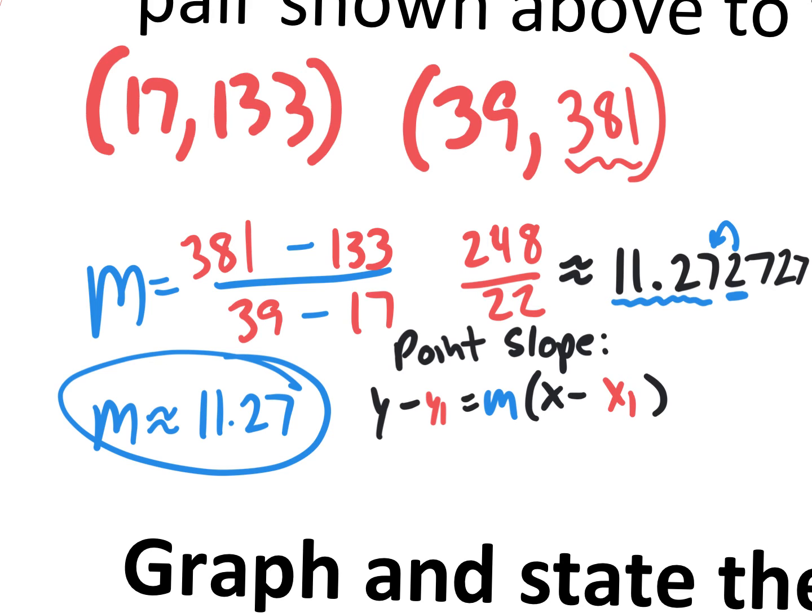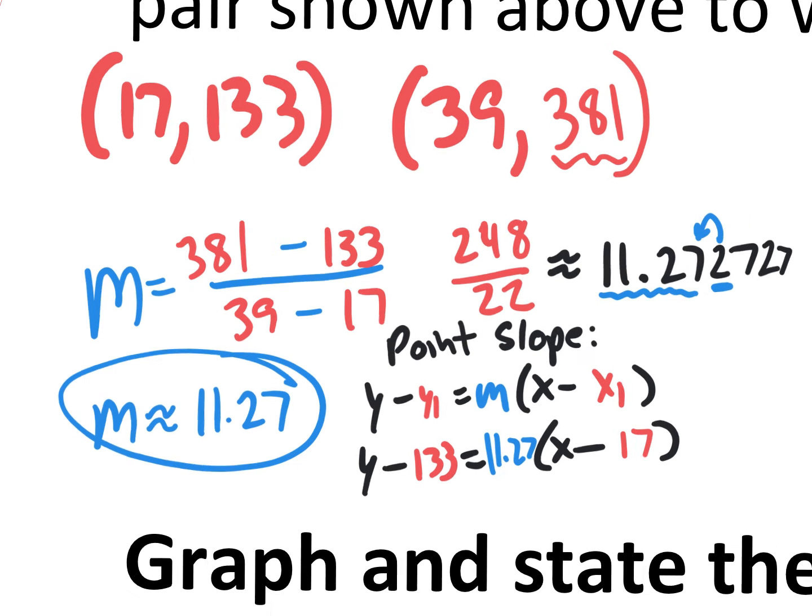There's our point slope form equation, and we're going to be using the slope of 11.27 and this first point. The y1 is 133 and the x1 is 17. I recommend rewriting it with blank spots: y minus blank spot equals blank spot, parenthesis x minus blank spot. The y1 is 133. The m is 11.27. The x1 is 17.